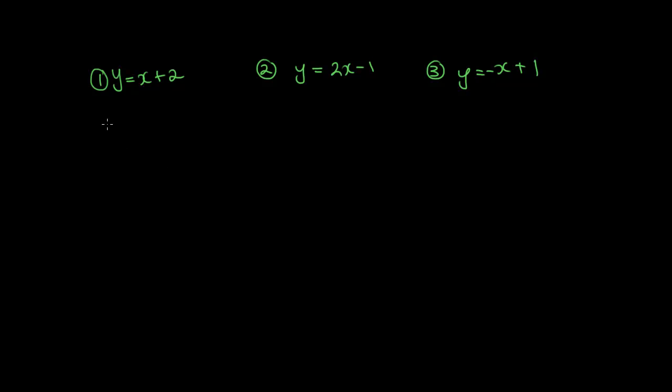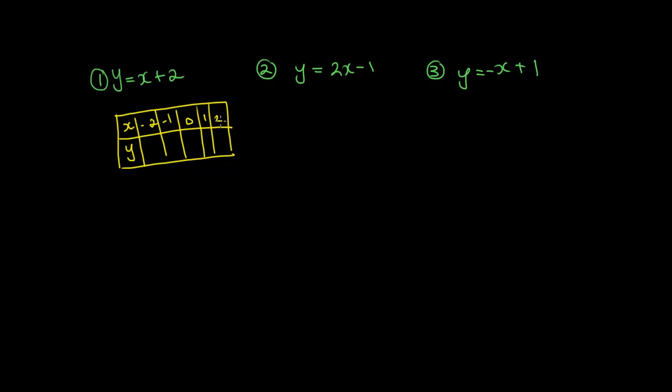Okay, now that you've done that, let's see if what you've done is correct. So for each time, we're going to have a table of values. You can see I'm drawing mine up. I'm going to draw it the same each time. Got my x, my y, -2, -1, 0, 1, and 2.